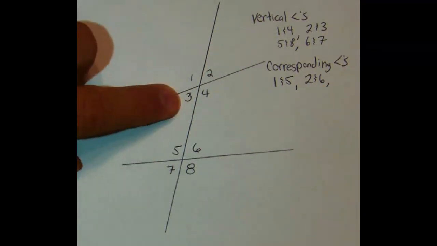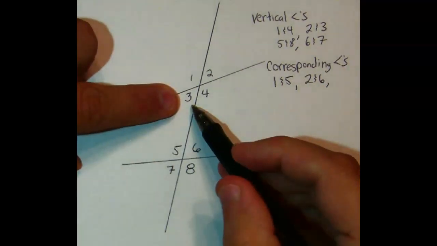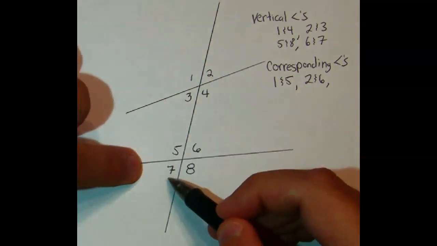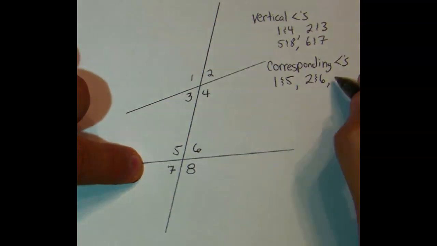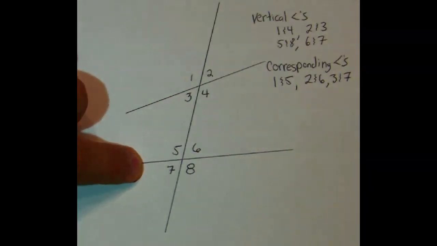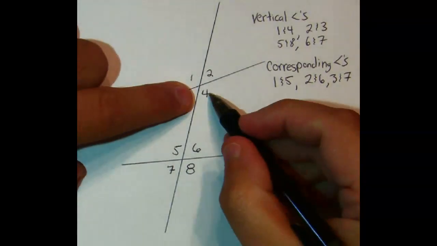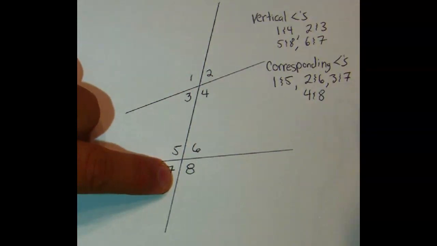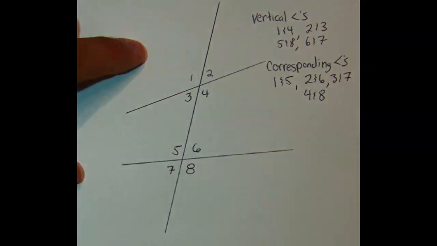What about 3? Where's 3 located? Bottom left. 7, bottom left. 3 and 7. So that leaves us then with 4 corresponding with number 8. Okay, so those are your corresponding angles.